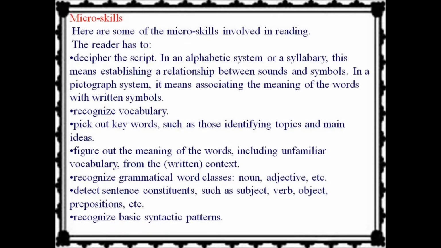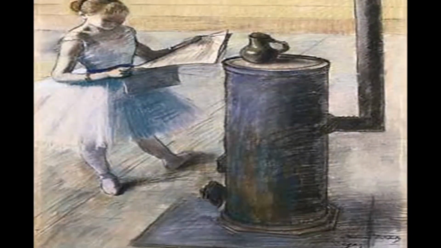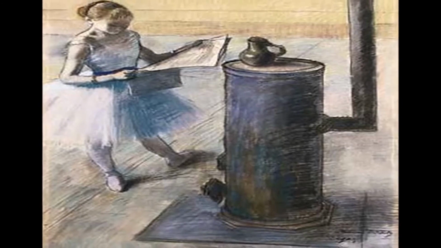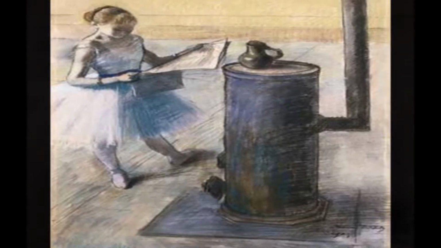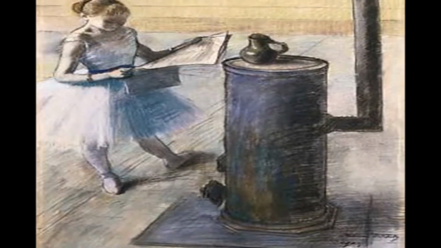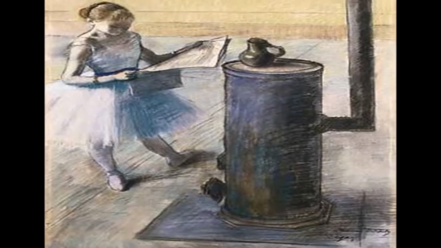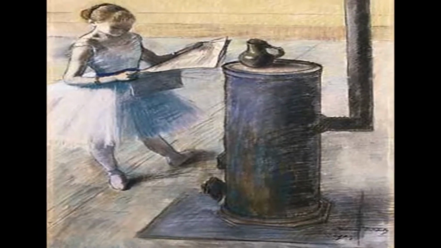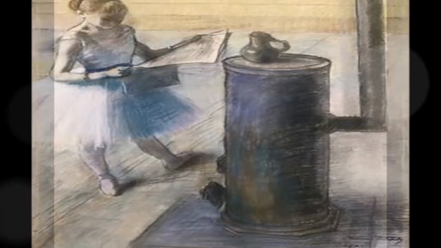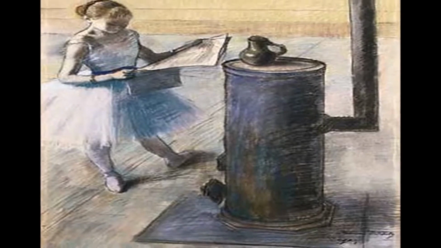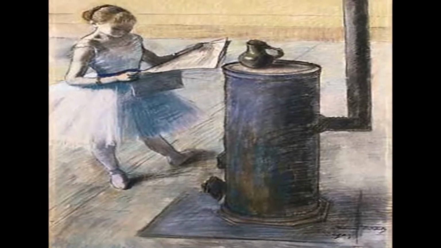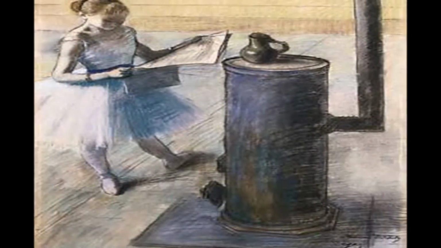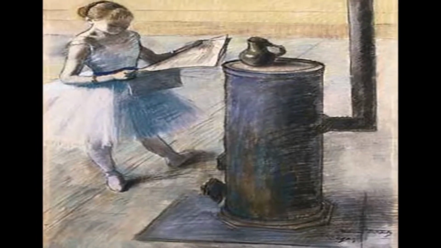Reading skills have many micro skills. The micro skills involved in reading are the most important aspects in reading. The reader has to decipher the script. In an alphabetic system or a syllabary, this means learning a relationship between sounds and symbols. In a pictograph system, it means associating the meaning of the words with written symbols.